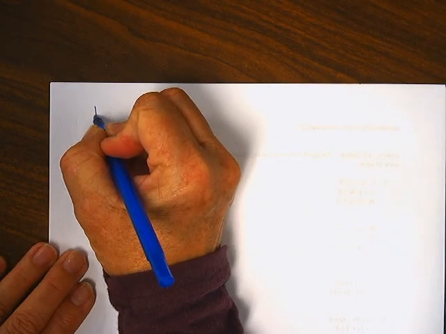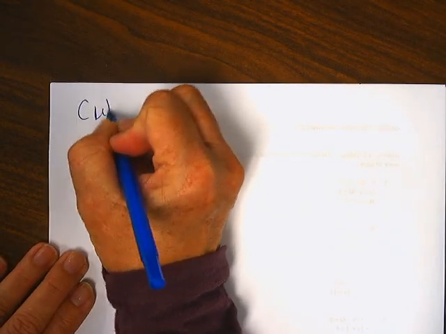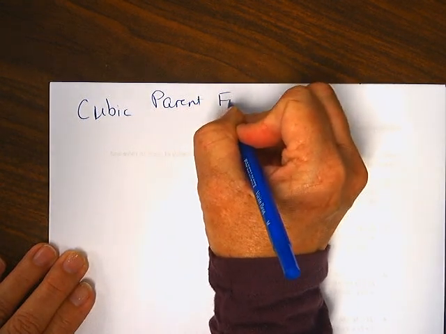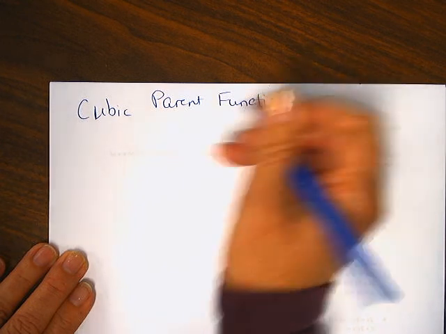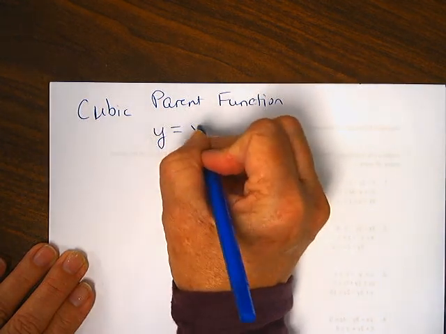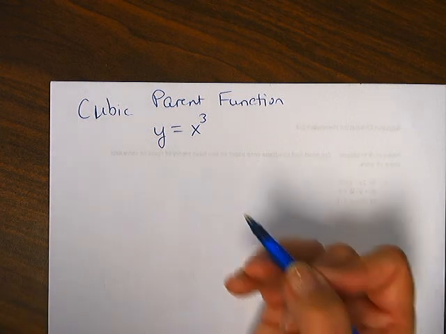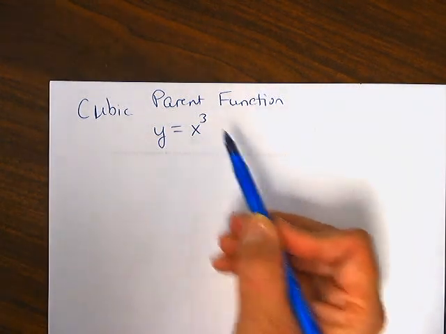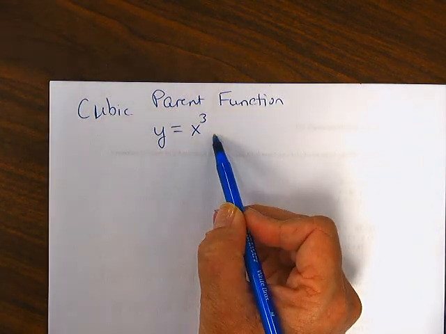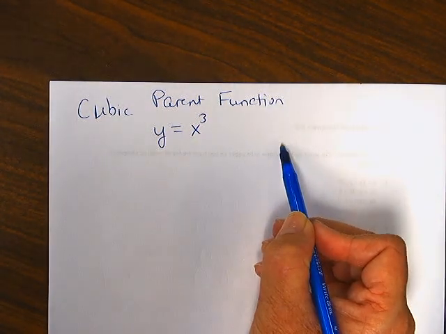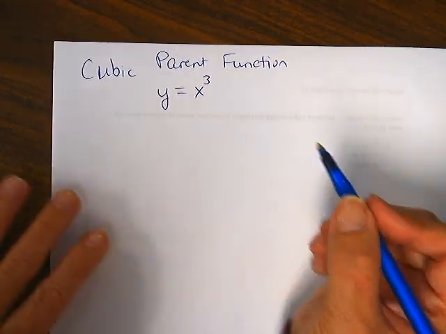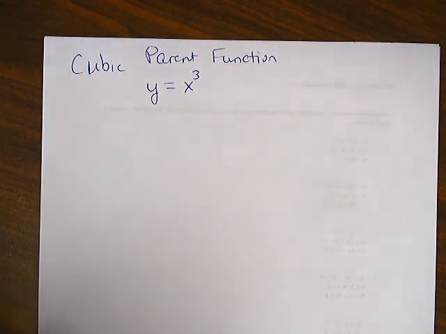Okay, so our parent function, this is going to be our cubic parent function, is y equals x to the third. To make this the simplest cubic there is, it has to have an x raised to a third power. It can have smaller terms, x squared, x, and constants, but it always has to have this piece to make it a cubic. So let's take a look at our parent function here.